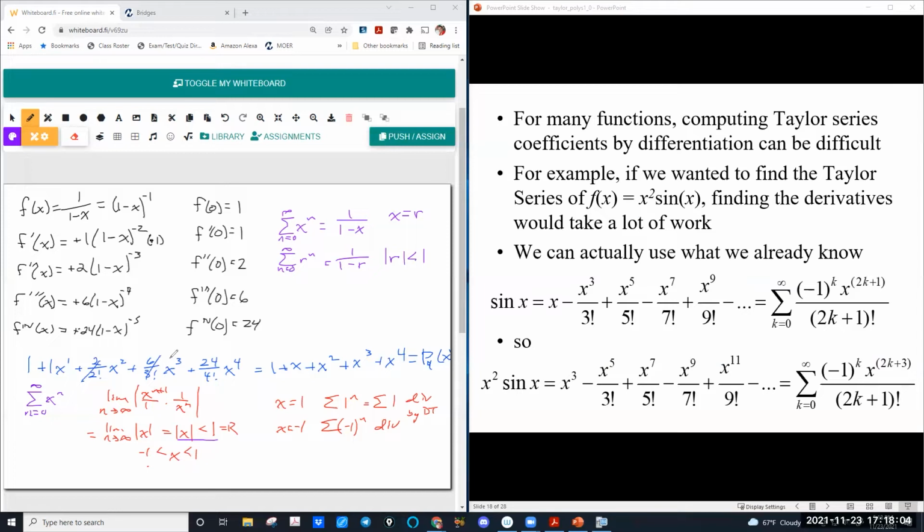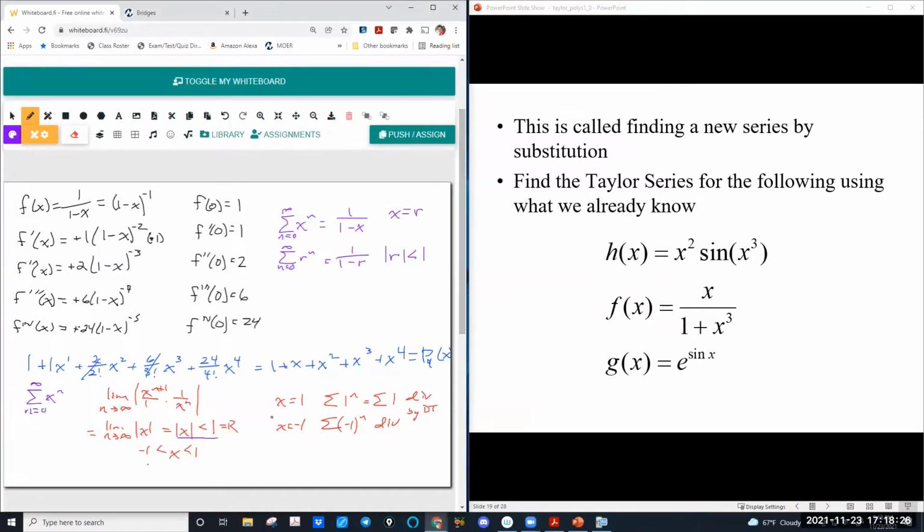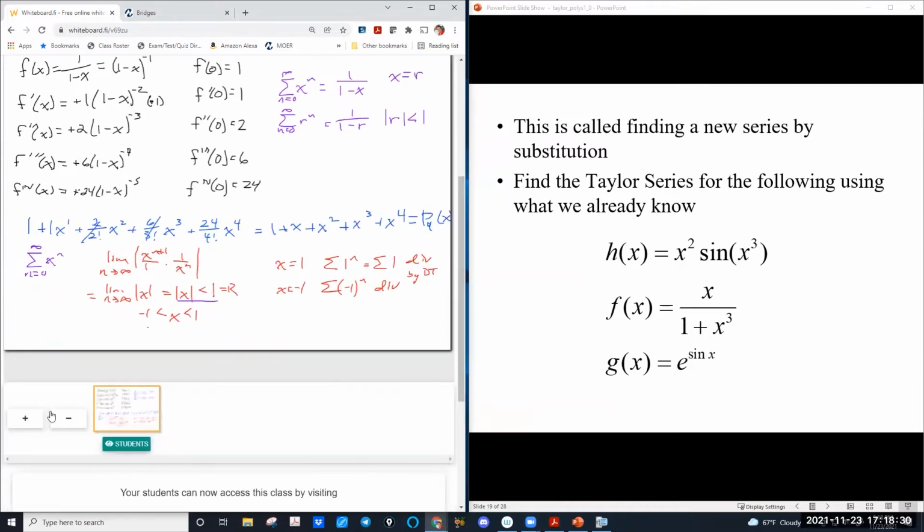Now that we have the Taylor series for this, we will look at a more complicated version. But before I go on, any questions about this idea? Okay, then let's see how this plays out. Let's go to a new slide and just write down what we know.